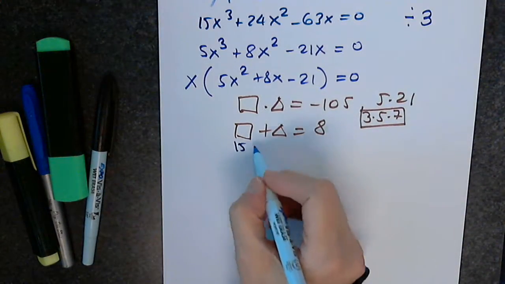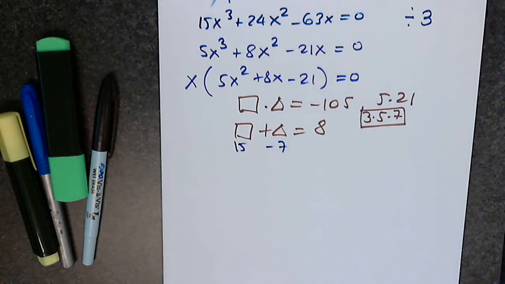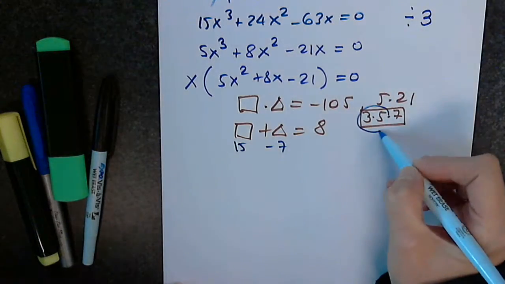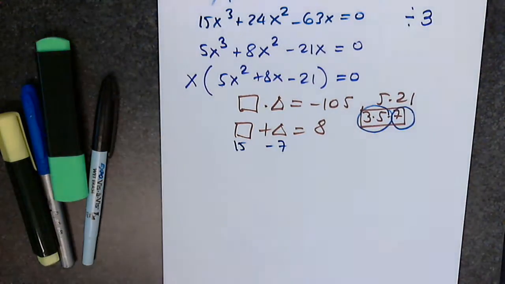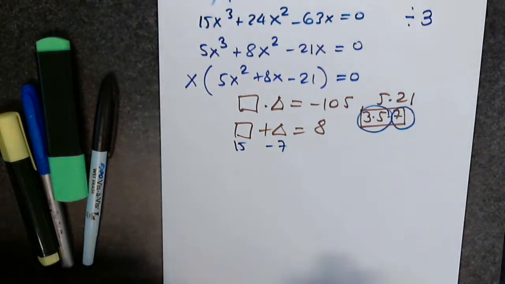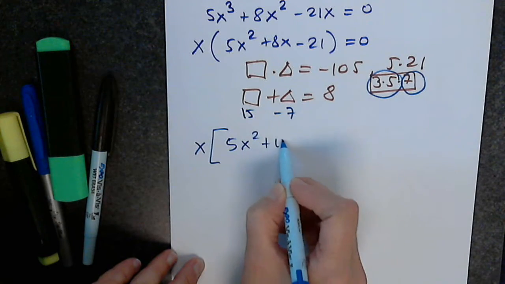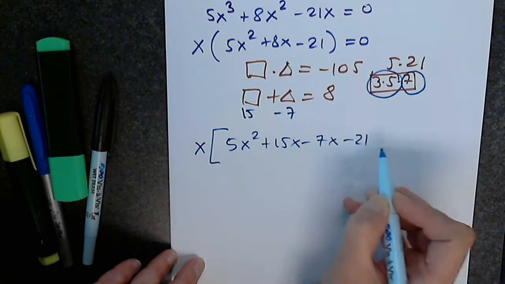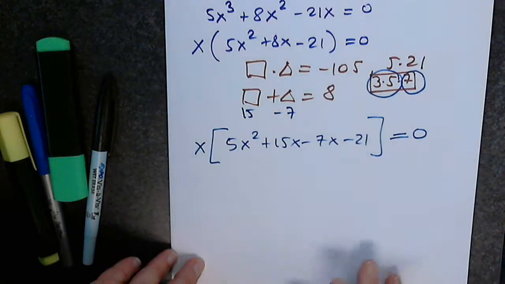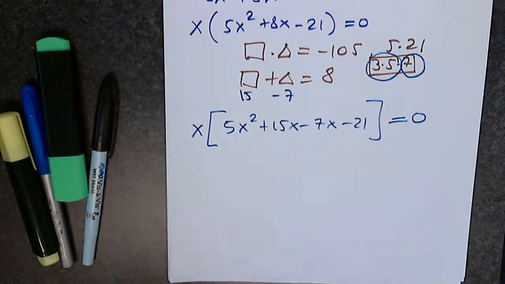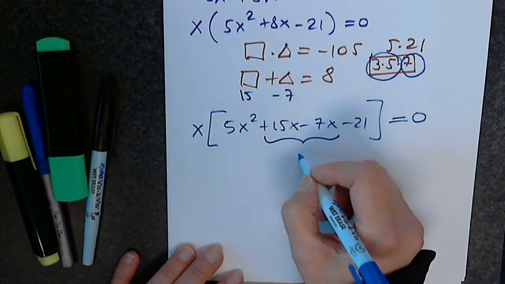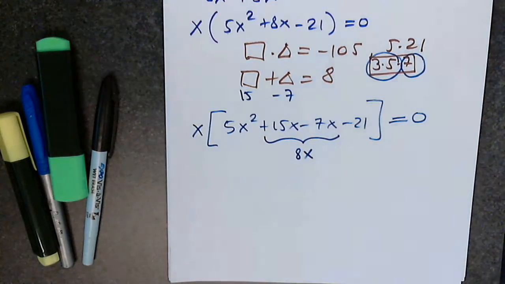Very good. Indeed, 15 and negative 7. Do we all agree with 15 and negative 7? Yes? Everyone? Excellent. So then x times 5x squared plus 15x minus 7x minus 21 is set equal to 0. This is the same as 8x. We only presented the same polynomial, but in 4 terms instead of 3.